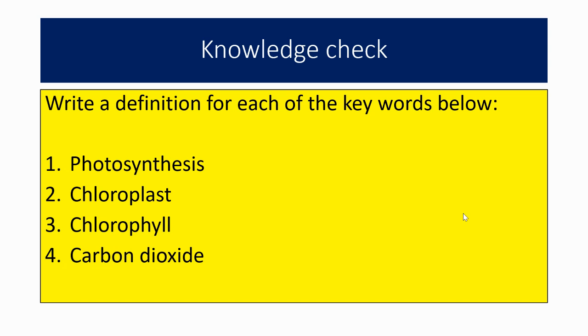So just pause this video just here, and can you write down a definition of the key words below? So the first one is photosynthesis, second one's chloroplast, third chlorophyll, and fourth carbon dioxide. Rewind the video if you need to.